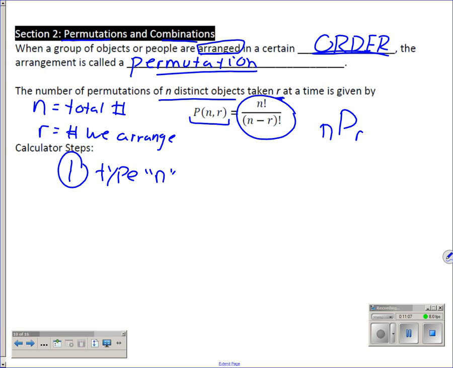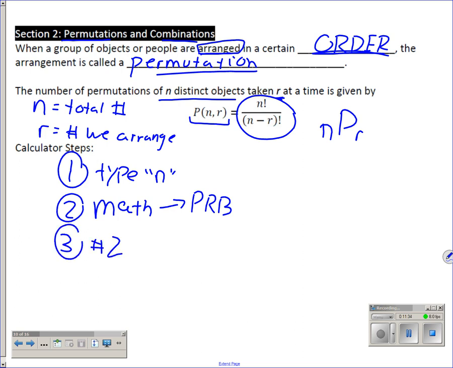Then you're going to want to get that P right there. So for number 2, you go to math, which is the 3rd button down, and over to probability, PRB, which stands for probability. That has all the operations you need in the probability unit, for most of them at least. I believe it's option number 2. That's going to have your nPr notation.